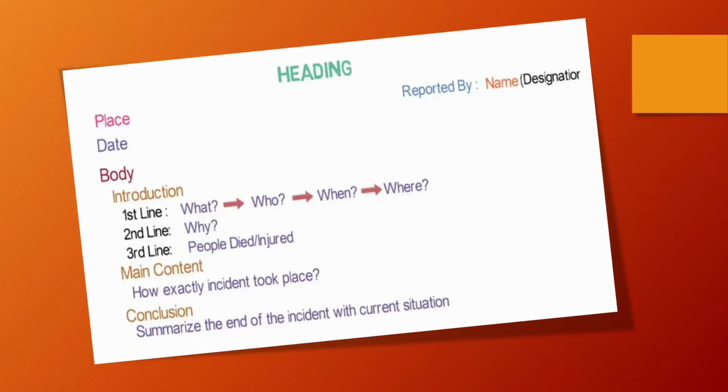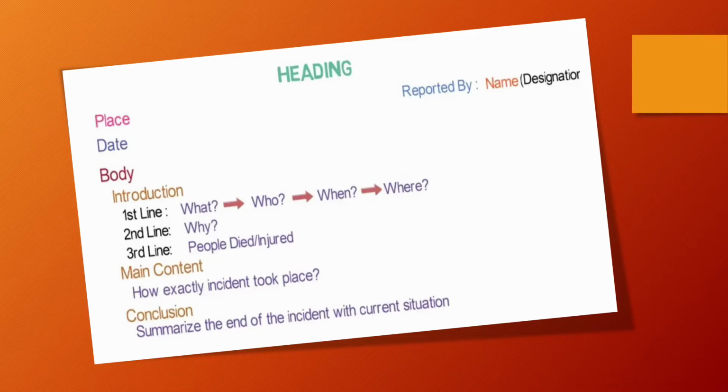Now, after heading, the second point is the byline. Who is the person who is writing the report? What is his designation and for whom is he writing? Suppose you are a journalist, so you simply write your name, which is given in the question, not your real name, and then you write newspaper reporter, then Times of India. So headline followed by byline, and the third one is place, date, and body.